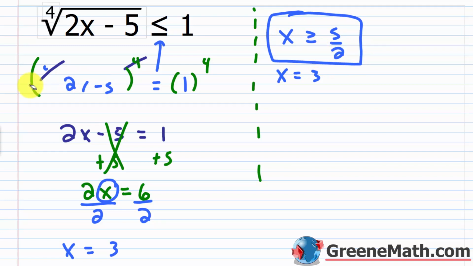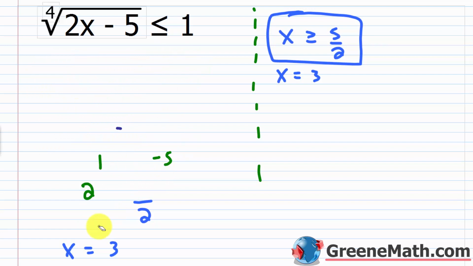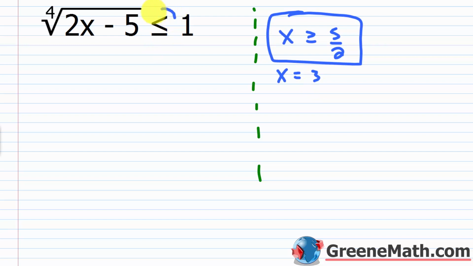So let's erase all this, and before I go down there, I want to show you one thing real quick. The first thing is that 3 works as a solution in this inequality. This is non-strict here. If I plug a 3 in, 2 times 3 is 6, 6 minus 5 is 1, the 4th root of 1 is 1, so you get that 1 is less than or equal to 1, which is true. So this guy right here works as a solution. So let's go down to the number line.